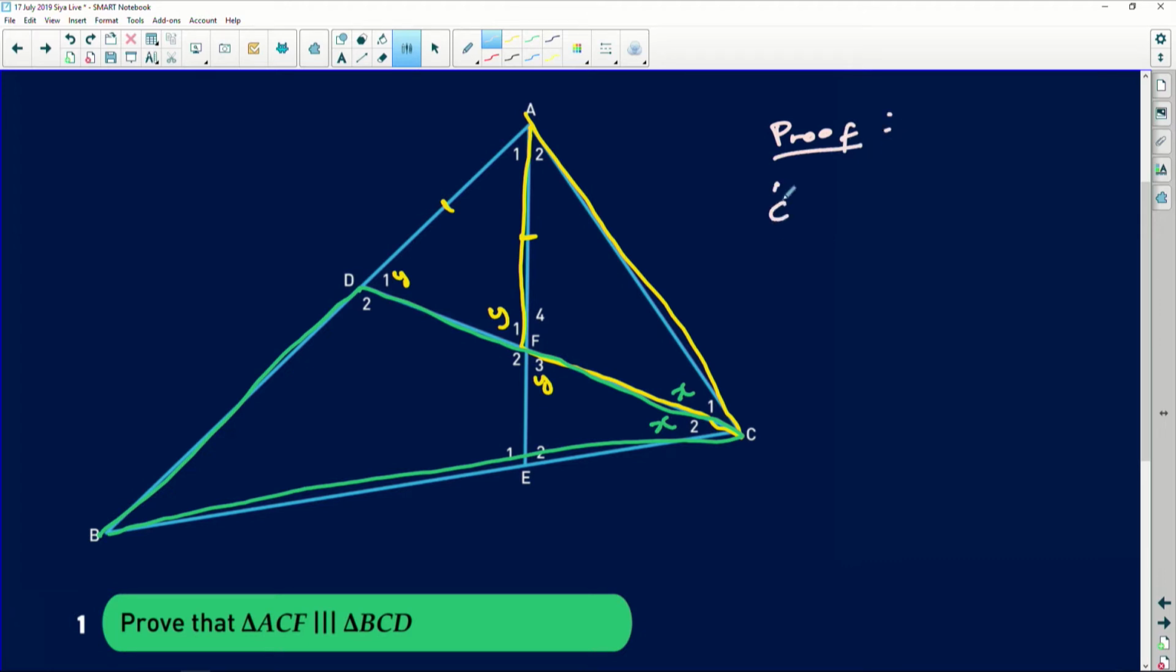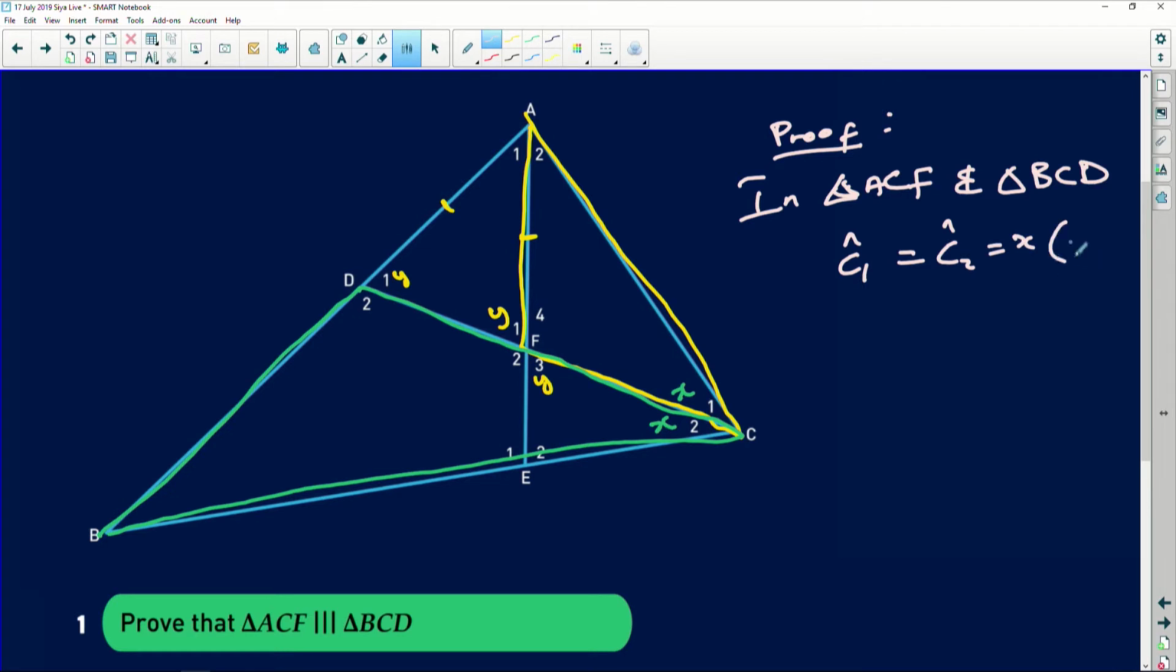Firstly, you need to talk about which triangles you are mentioning. So you say in triangle ACF and triangle BDC, or rather BCD. This is what I have. I have angle C1 is in ACF, so C1 is equal to C2, which is equal to X. This was already given in the statement.